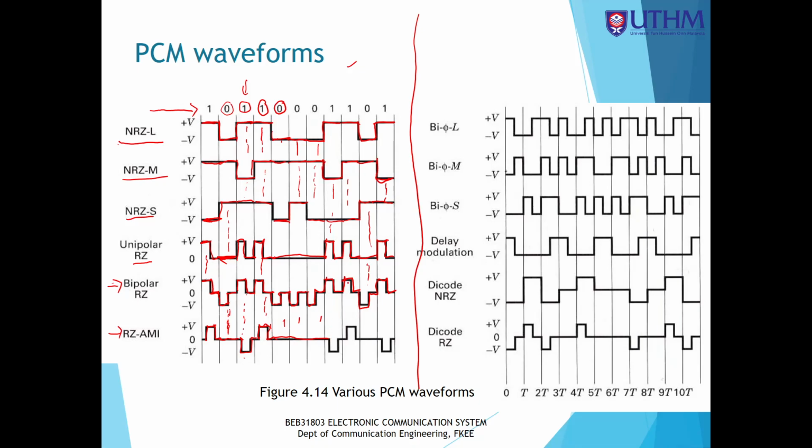Then input logic 1, so previously it was positive, now it becomes negative output voltage, return to 0. Another input logic 1, positive, 0. Input logic 0, no change. Then input logic 1, change polarity. We see the previous input logic 1 is positive, and then it will become negative.